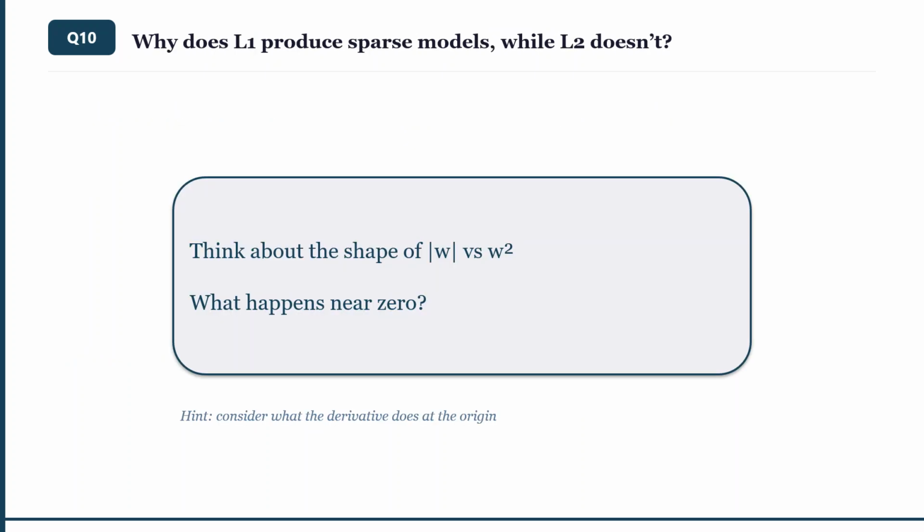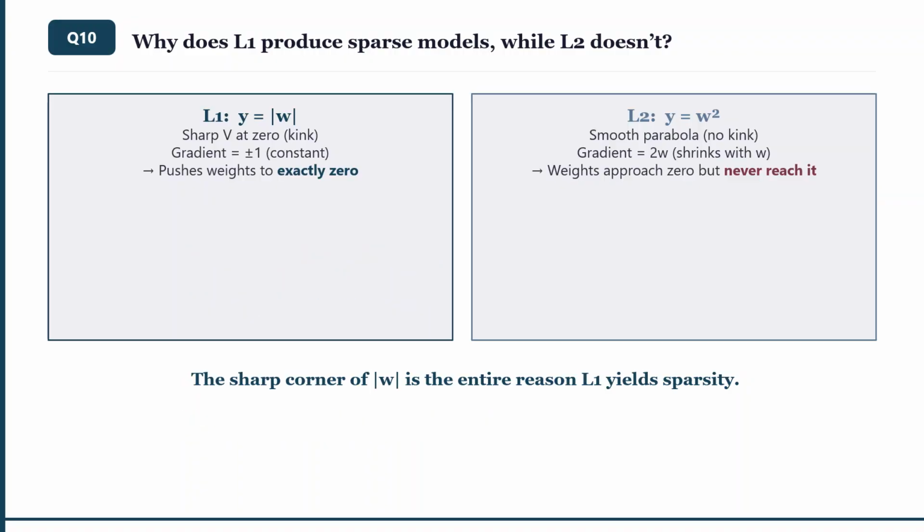Question 10. The reveal question. Why does L1 regularization produce sparse models while L2 does not? Pause. It is all about the corner. The gradient of the absolute value of W is constant, plus or minus 1, until W hits 0, and at 0, the gradient has a kink, a discontinuity. That kink lets gradient descent push the weight all the way to 0 in finite steps.